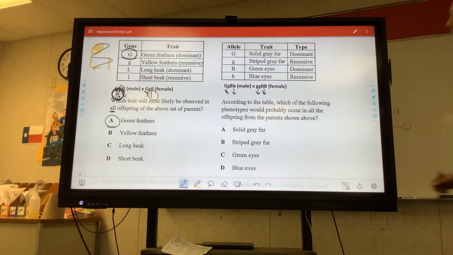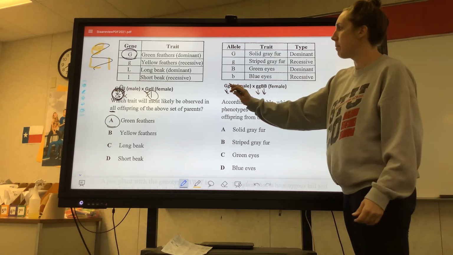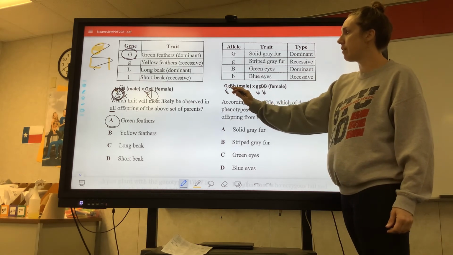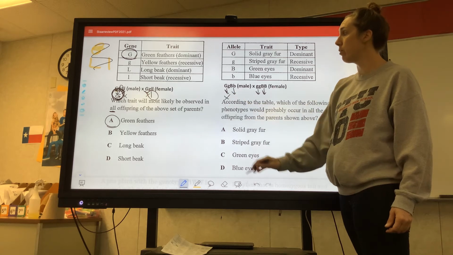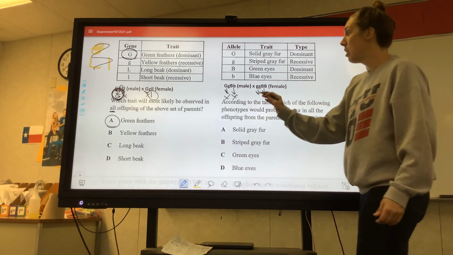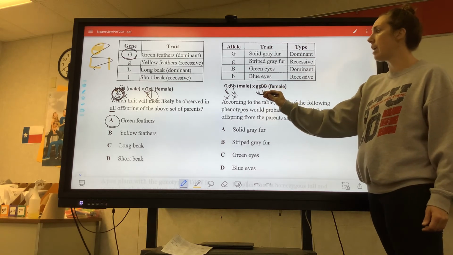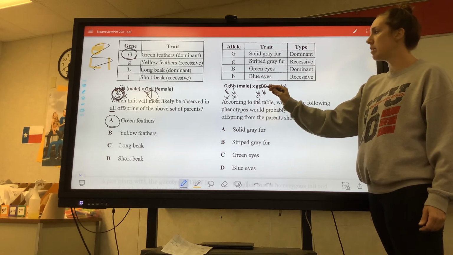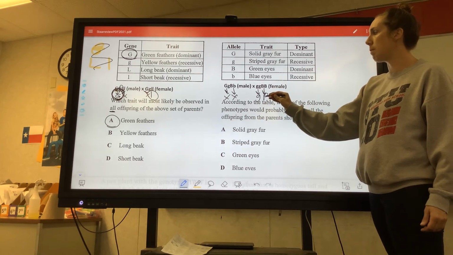I'm just going to put 50-50 where it's hetero. Okay, look up here. Because it's a big G and a little g, it's a 50-50, so there's an X. I don't know which one it's going to give. Big B, little b, I don't know. It's a half and half. But since there's two little g's, I know it's going to get a little g. And because there's two big B's, I know it's going to get a big B.